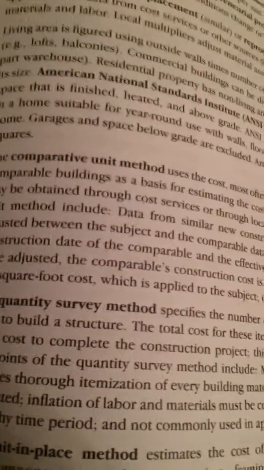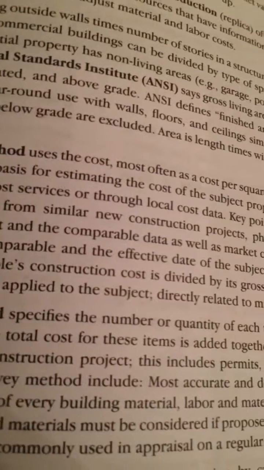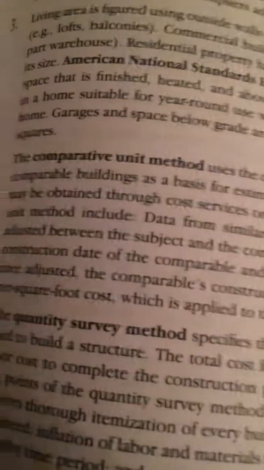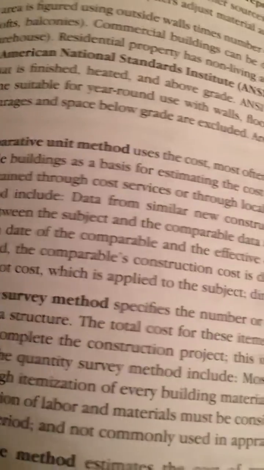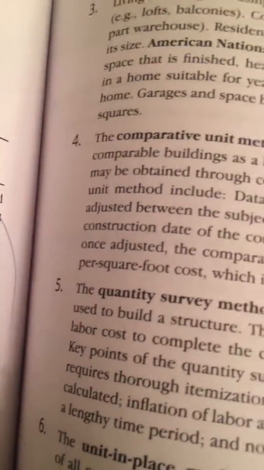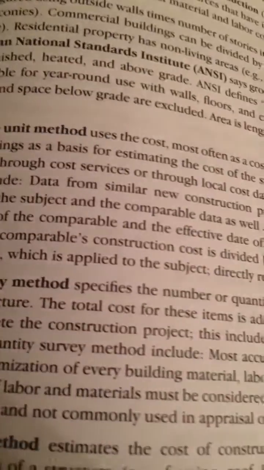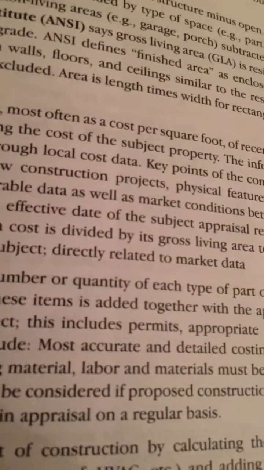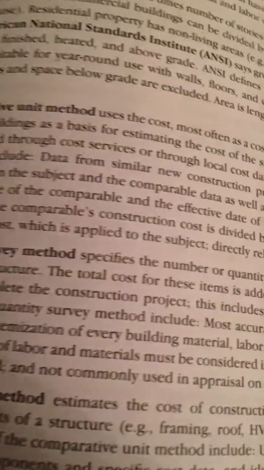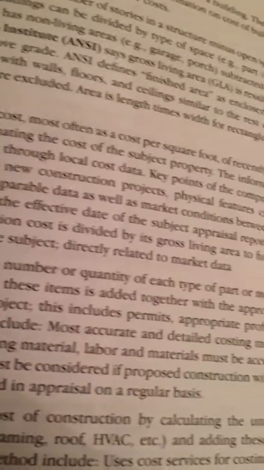Physical features can be adjusted between the subject and the comparable data, as well as market conditions between the construction date of the comparable and the effective date of the subject appraisal report. And once adjusted, the comparable's construction cost is divided by its gross living area to find the per square foot cost, which is applied to the subject, directly related to market data.